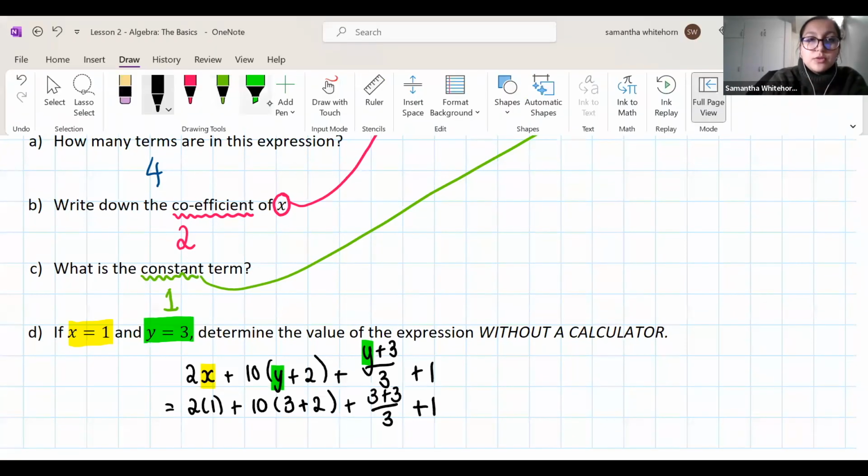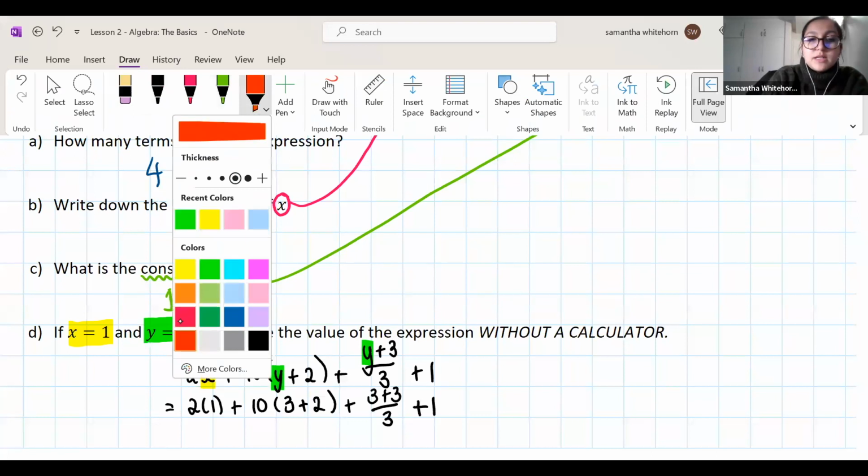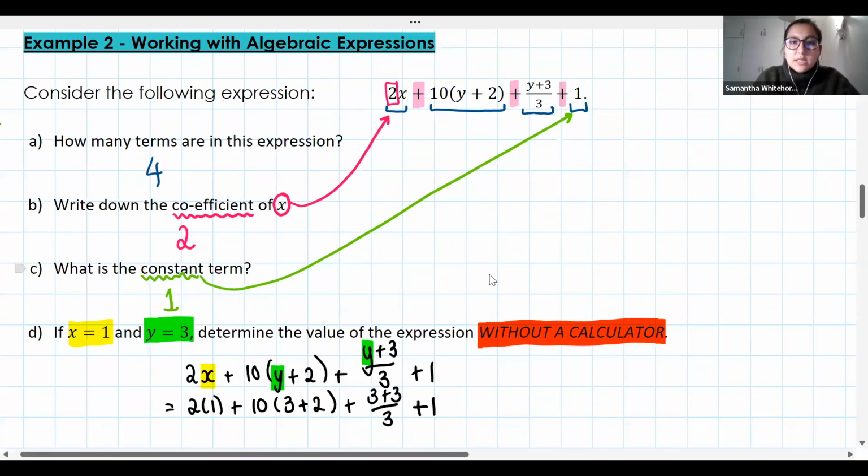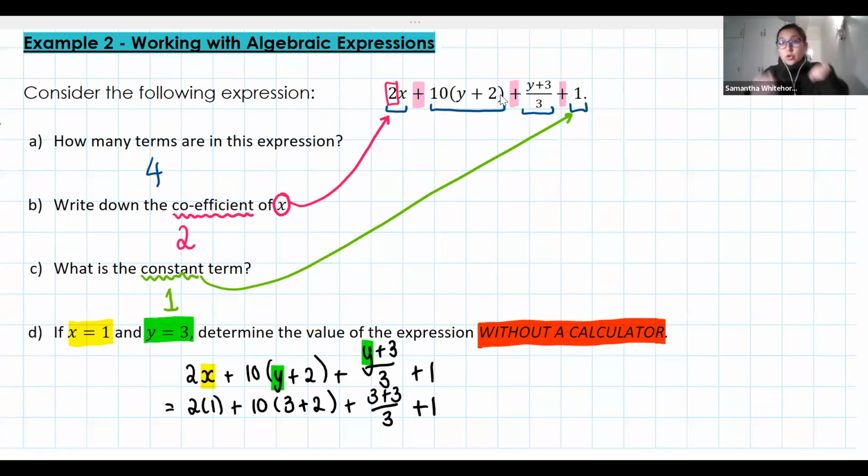Often what we will do, grade 8, is we will very specifically say to you without a calculator. So you are going to have to show all of your working out in order to get your answer when you are substituting. So I'm going to give you 30 seconds on the chat. I want to see what answer you get when you substitute in those values for x and y. So take a second, show your working out. Remember on your piece of paper that you're doing these examples, show all of your working out so you can mark it. But I want to know what your final answer is here.